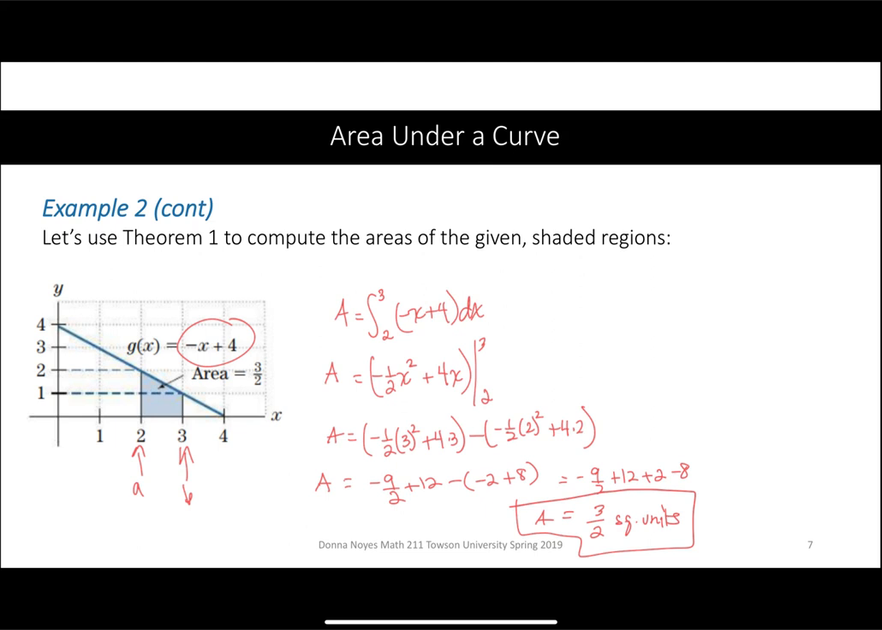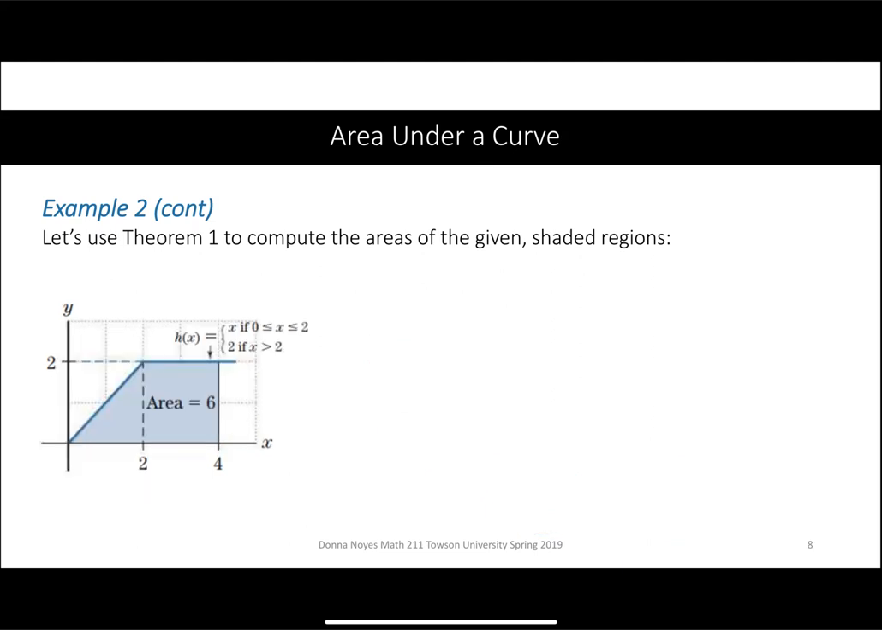Let's see if it holds for the last example. In this one, we have a special kind of function. It has a function that we call a step function. A step function means it's equal to one thing for a certain value of x, and it's equal to something else for other values of x. So what we have to do is identify which one is which. So we know that if x is greater than 2, our function h of x is just equal to 2. That's this part up here, this horizontal part.